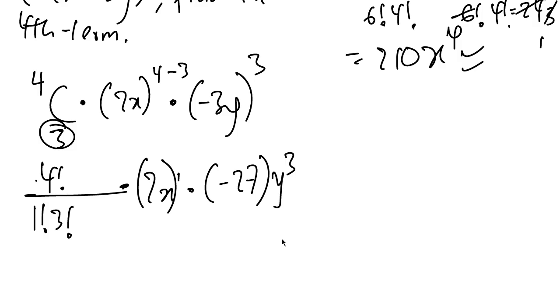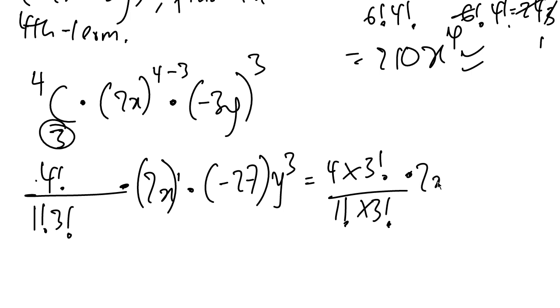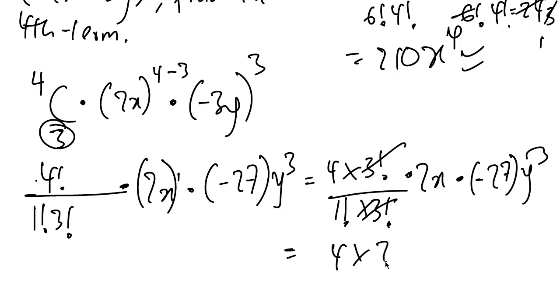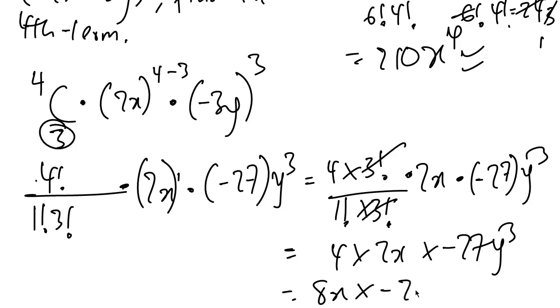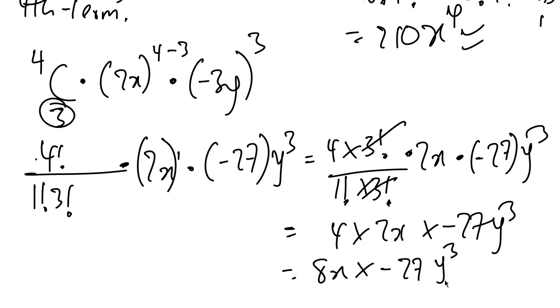Right? And what's 4 factorial over 1 factorial times 3 factorial? You can break it down to what? 4 times 3 factorial over what? 1 factorial times 3 factorial times 2x times what? Negative 27y cubed. So you can see that this can cancel this. 1 factorial is 1. So you now have 4 times 2x times negative 27y cubed. 4 times 2 is what? 8. Right? That's 8x times negative 27y cubed.